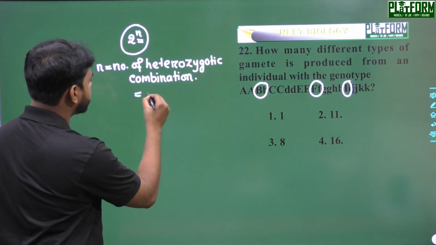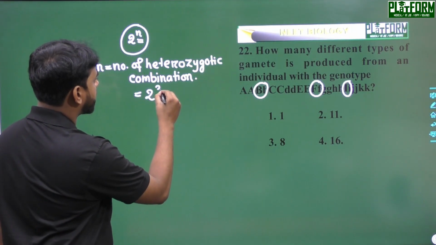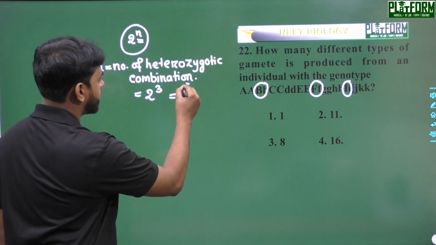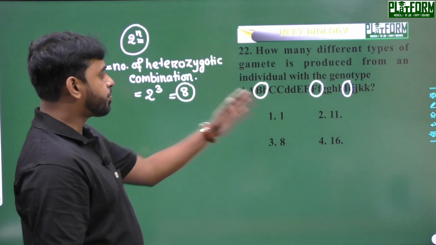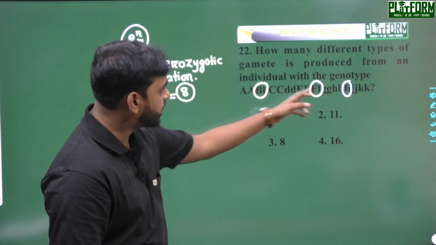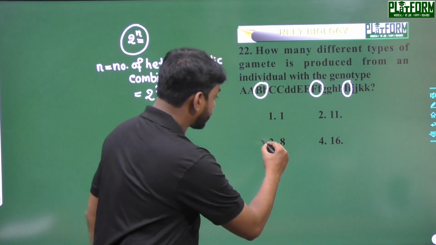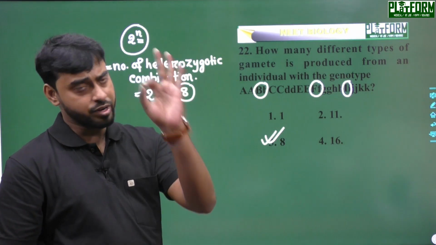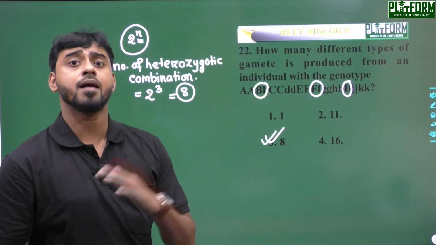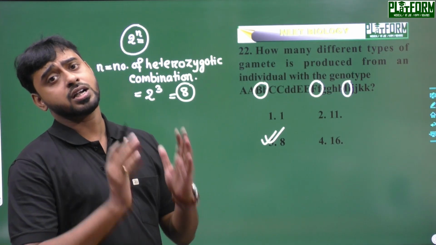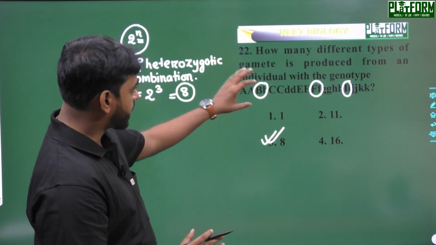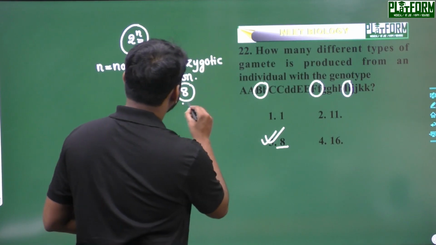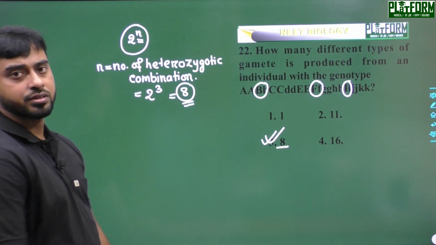So, it is 2 to the power 3, and we know that 2 to the power 3 is 8. So, this particular organism with this given genotype will produce 8 types of gamete. Just remember, it is not the number of the gametes, this is the types of the gametes. So, this particular individual will produce 8 different types of gametes. Okay?